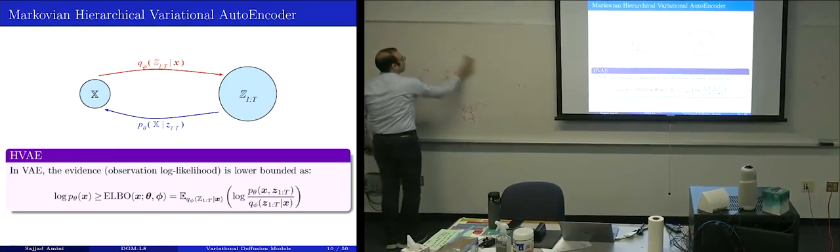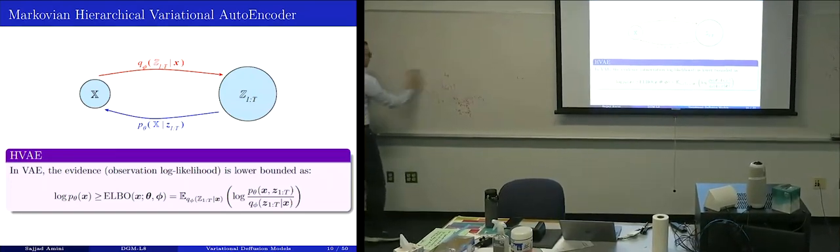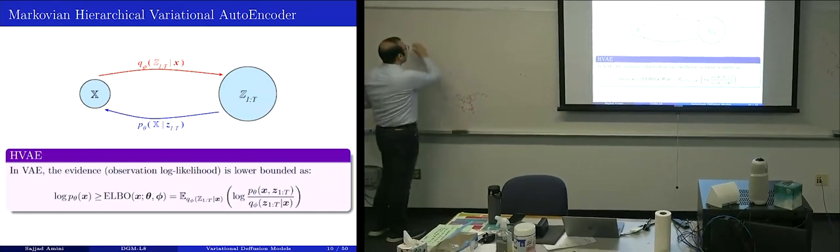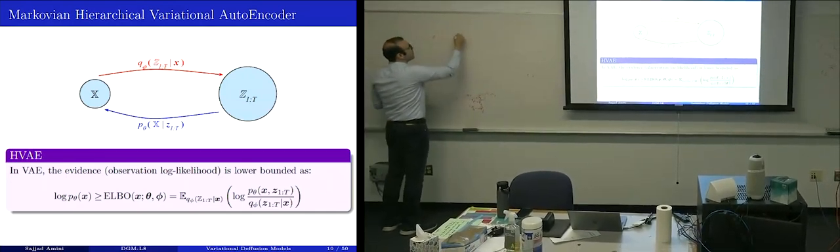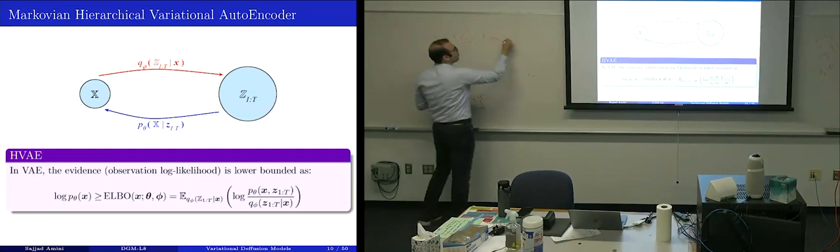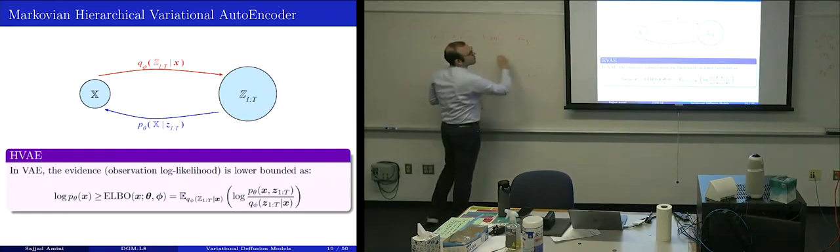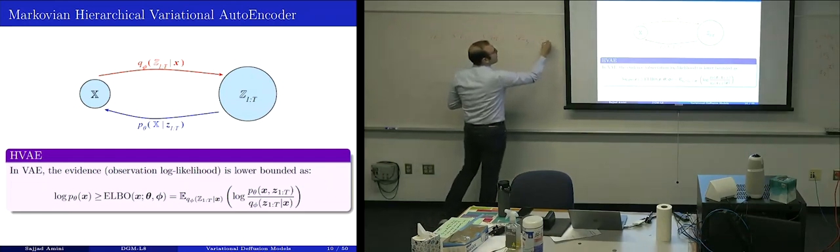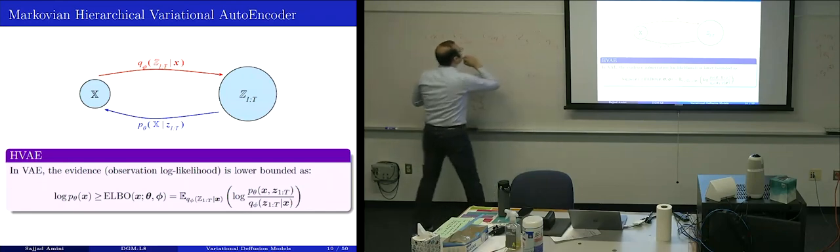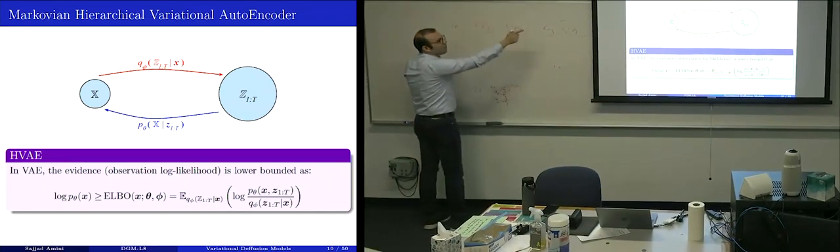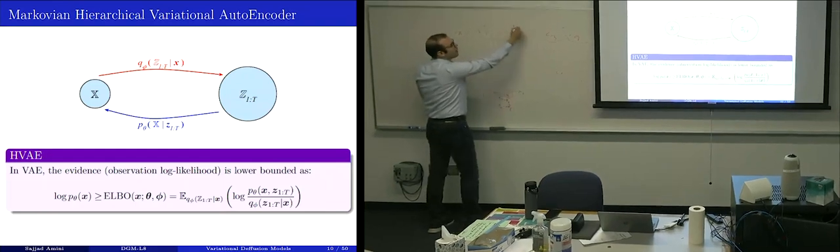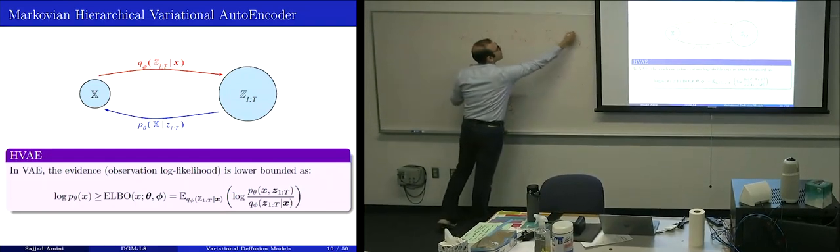When you talk about the joint, assume this is X, this is Z1, this is Z2, this is Z3, until ZT. We have lots of samples. For our model, we know that they are connected in this way.